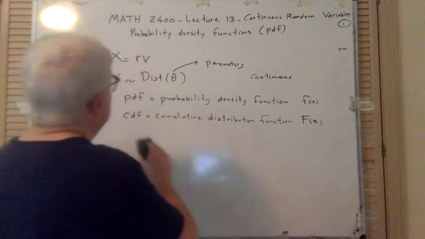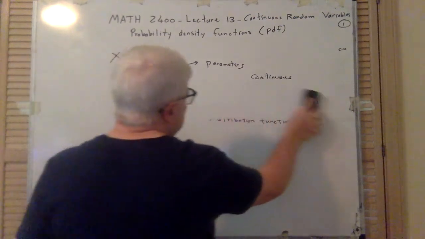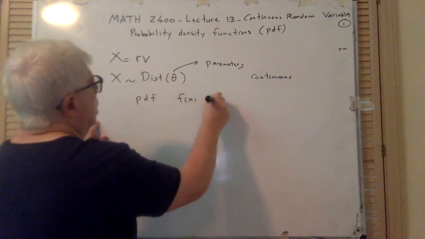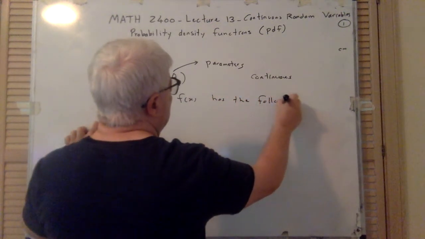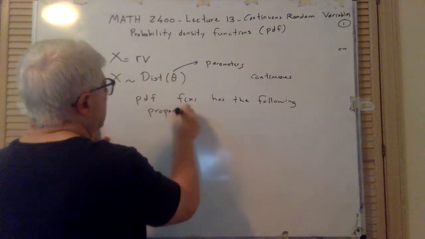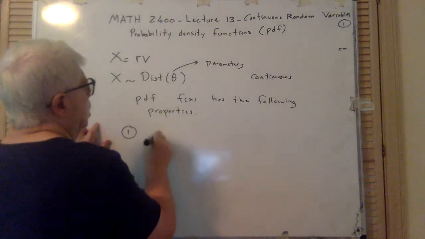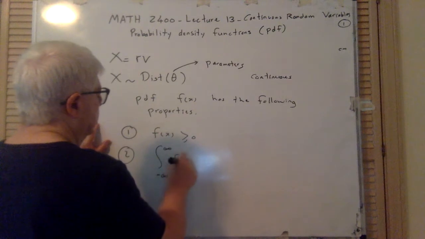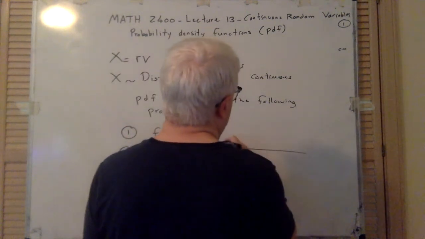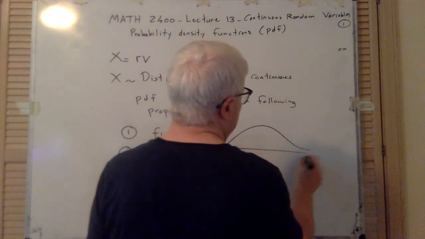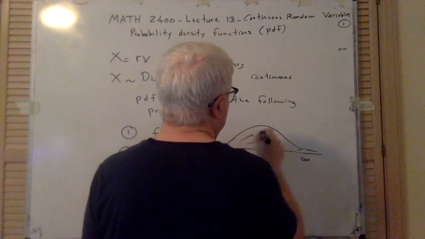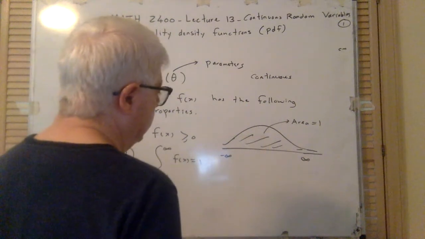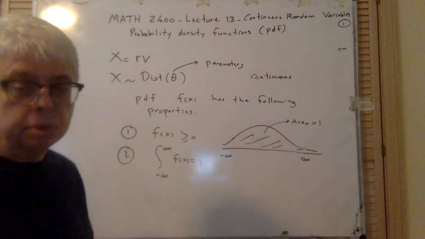So let's start with the PDF. The PDF fx has the following properties. One, fx is a number bigger than or equal to 0. Two, the integral from minus infinity to infinity of fx is 1. So it is something like this, from minus infinity to infinity, and the area under this is 1.